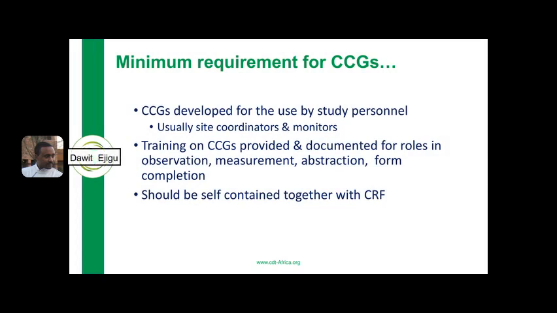CRF completion guidelines are developed for use by the study personnel, and they are particularly used by site coordinators and monitors. Training is given on the guidelines and documented for roles involved in making observation, measurement, and also abstraction of data from the source document, as well as form completion. The guideline should be self-contained together with the CRF with no need for additional documents giving explanation on form completion.